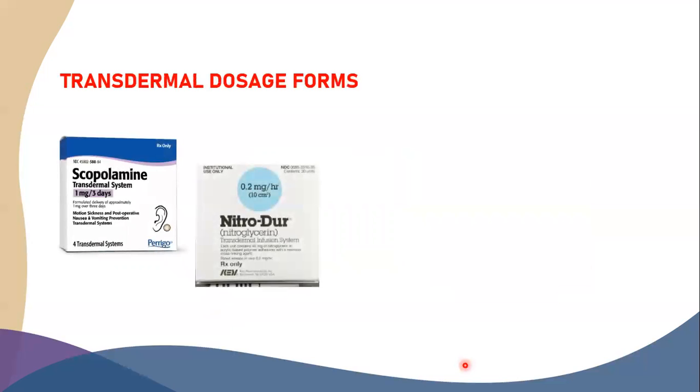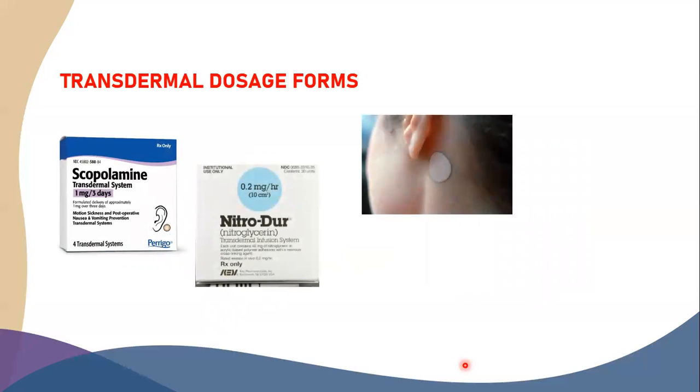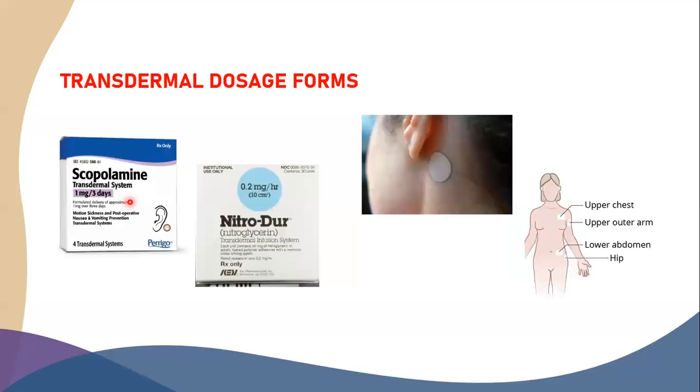Then you also have your transdermal dosage forms. A good example for this is your scopolamine, no? Transdermal patches. You have your nitroglycerin patch also. Another one is also for those who want to quit smoking. You have your nicotine patch that can be absorbed into your superficial tissue. Yan. Then it will be distributed to your circulation.